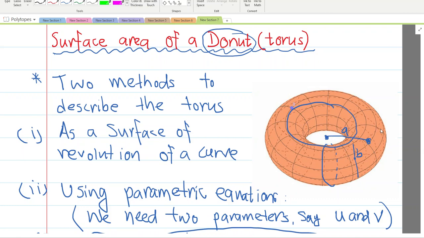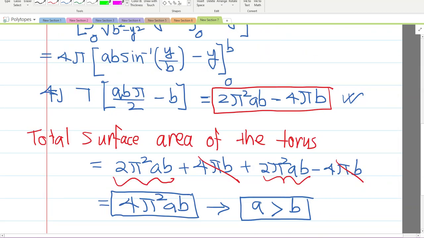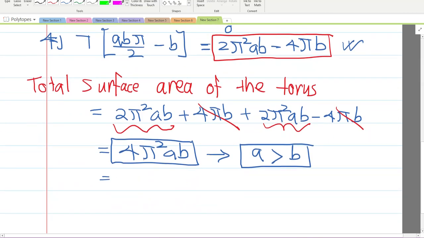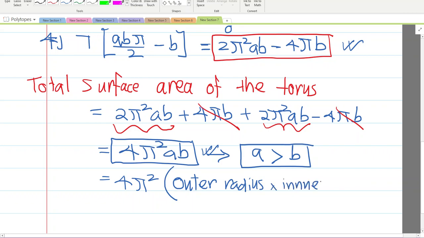Yeah, so that's how we get the surface area of a torus using Calc 1 technique. That means single variable calculus. So you can think of this surface area as 4 pi square times outer radius times inner radius. Okay. Now in the second method, we are going to compute the same area by using multivariable calculus.